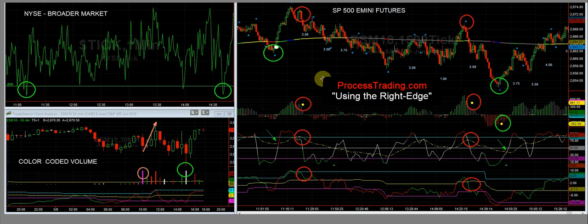Now, if you've been over to the ProcessTrading.com website, then you know that we have two parts of the trading system. One, the trend trading part, which uses the upper segment here with the price bars, the timing alert dots, and the process trading VWAP, which would be either yellow or gray.